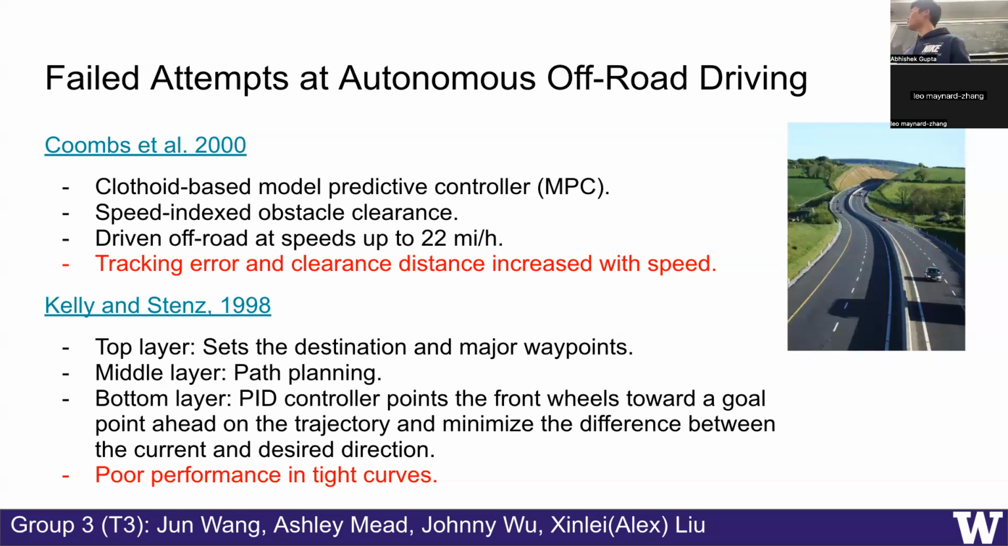Another attempt, which is a more popular attempt in 1998 and other years as well, is that they broke up the process into layers. At the top layer, you have high-level planning where you select the destination and major waypoints. In the middle layer, you do some sort of path planning to avoid all the obstacles, but you don't move the car yet. And in the bottom layer, you use the PID controller to point the front wheels toward the goal point ahead on the trajectory and minimize the difference. I think we covered the bottom layer during the class, so I won't go into the details.